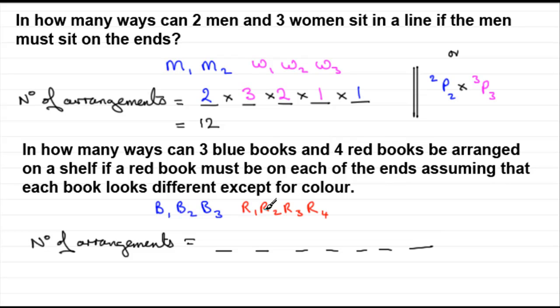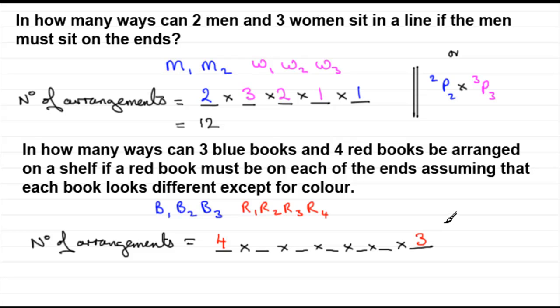Now there's 4 red books, so I've got 4 choices of filling this first space, so we'll put a 4 there. But anytime I fill this space, a red book's got to go in here at the other end. So that leaves me with 3 red books to choose from, so it's going to be 3 in there. And we're going to need to times all these selections together. So we'll just slip some times signs in there.